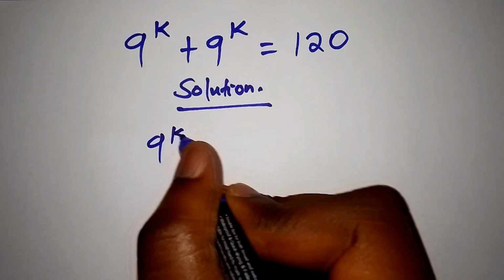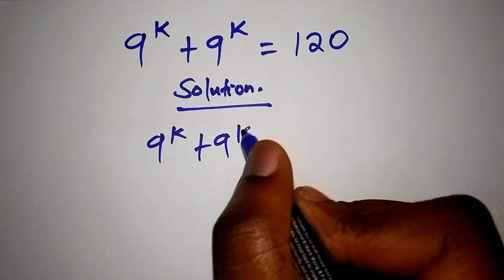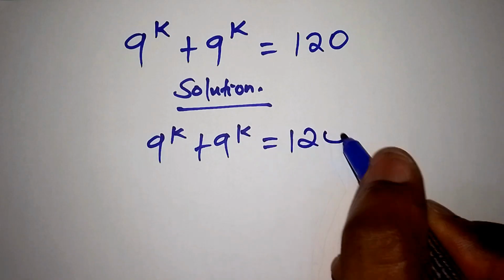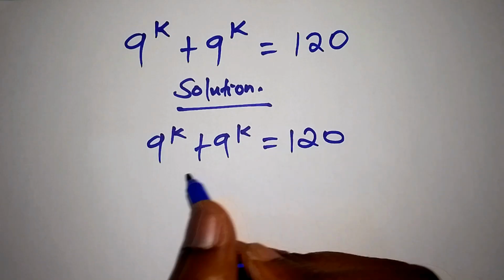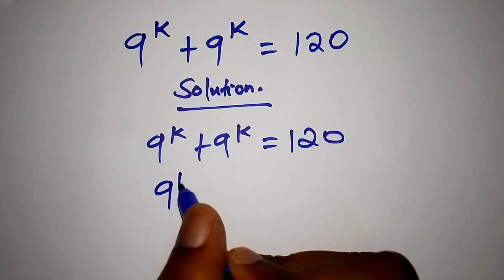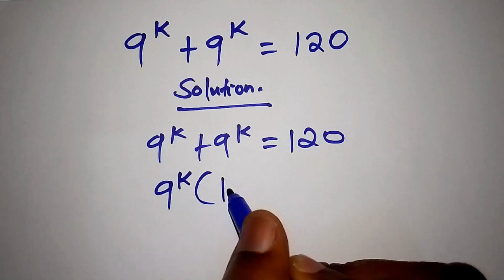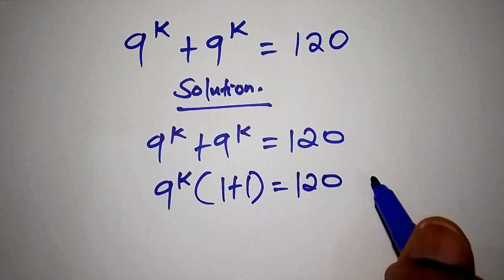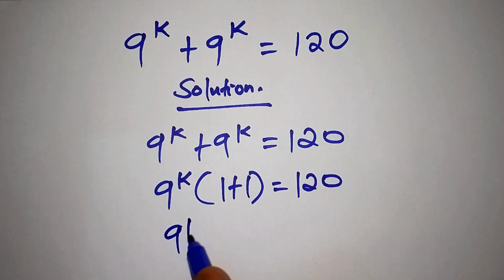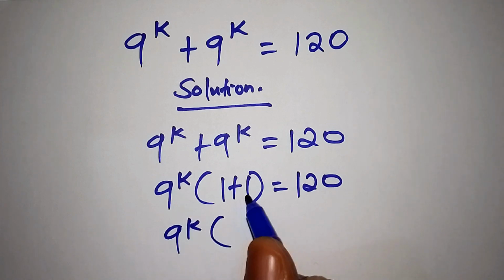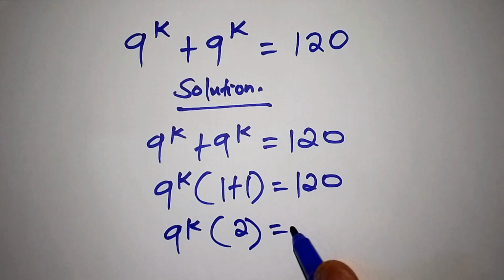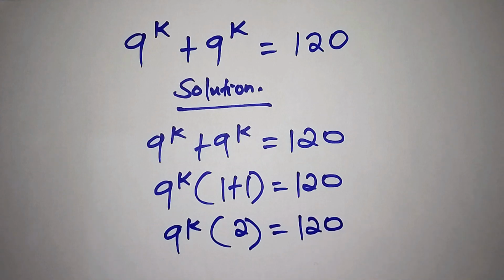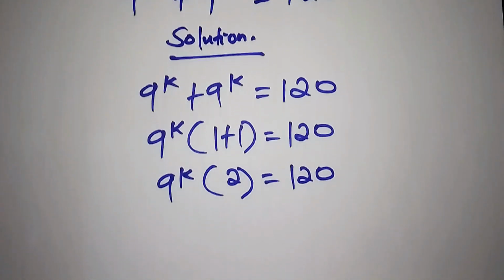So 9 to the power of k plus 9 to the power of k is equal to 120. The first thing is to factorize. So now we shall have 9 to the power of k into bracket 1 plus 1 is equal to 120. In this case, we work out the bracket: 9 to the power of k into 1 plus 1 is 2, equal to 120. The next part that we need to do is to divide both sides by 2.